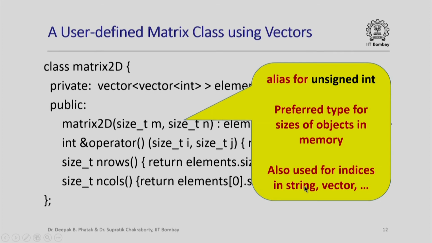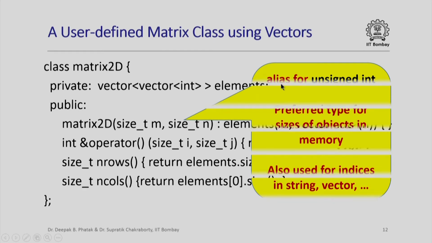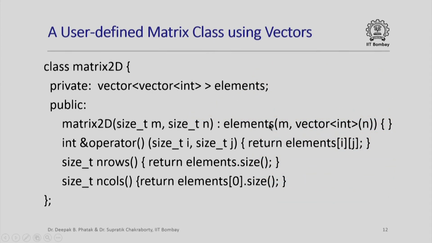So for example, the find or the rfind member function in the class string that we have studied actually returns an index which is of type size_t. Of course, you must also remember that size_t is really an alias for unsigned integer. So let us see what this constructor function does. It is actually using an initialization list like we have studied, and in this initialization list it is initializing the data member elements with some value.